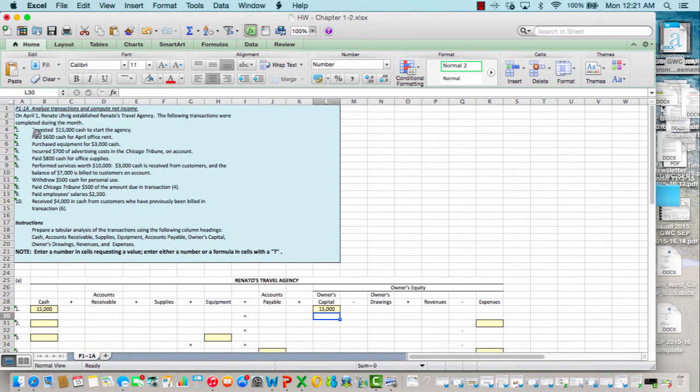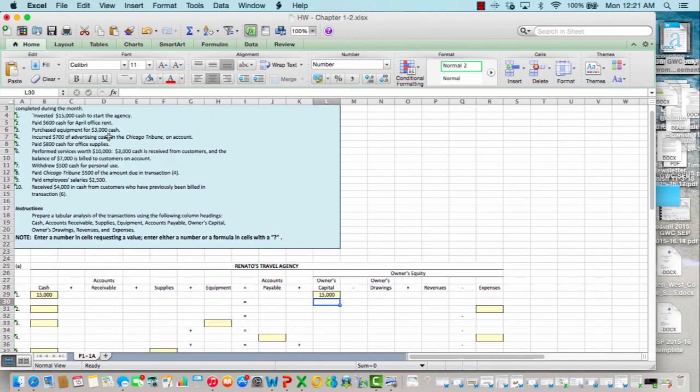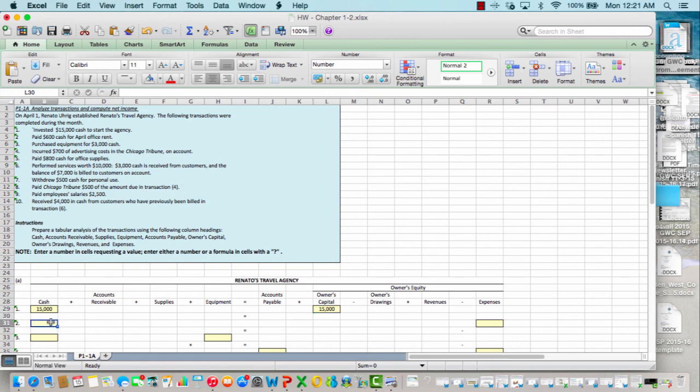And that's it for transaction number 1. So then I'm going to do transaction number 2, and that's it. You do the rest. Paid $600 in cash for April for office rent. Paid $600 in cash, that's your keyword, for April office rent is an expense. Okay? So we're going to minus $600 out of our cash account, and we are going to add the expense as a minus $600.